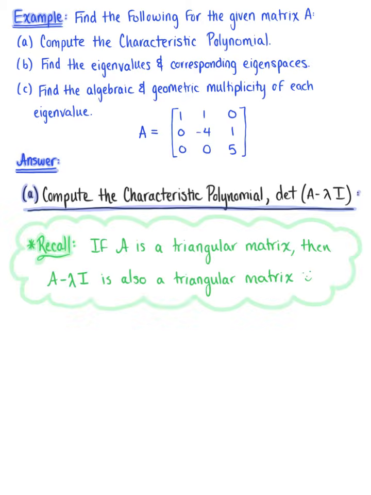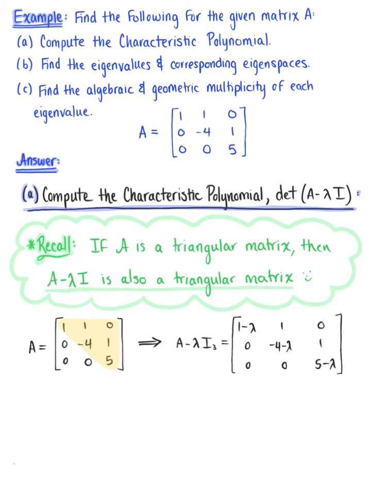Now let's recall that if A is a triangular matrix, then by default, matrix A minus lambda times the identity matrix is also triangular. So looking at our given matrix A here, we can see that we're working with an upper triangular matrix, which implies that matrix A minus lambda times the identity matrix is also an upper triangular matrix.